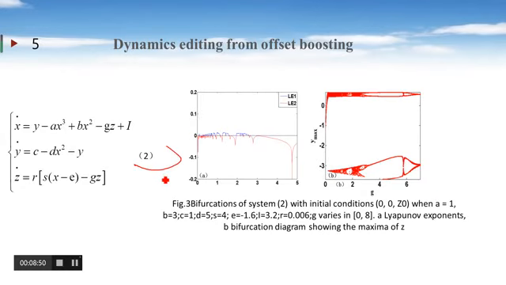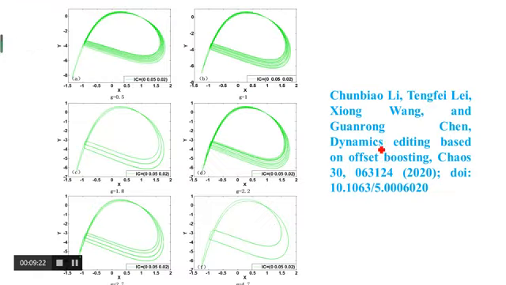In system 2, when the parameter g varies from 0 to 8, different dynamics show up, like chaotic and periodic solutions. All these solutions can be selected into phase space when applying the method proposed in the paper, Dynamics Editing Based on Offset Boosting.